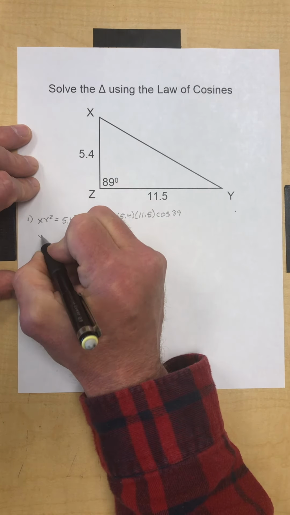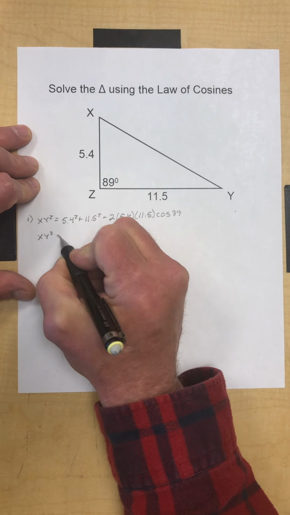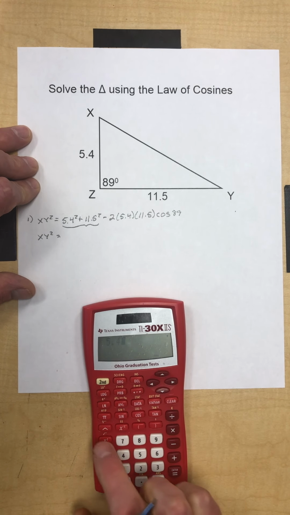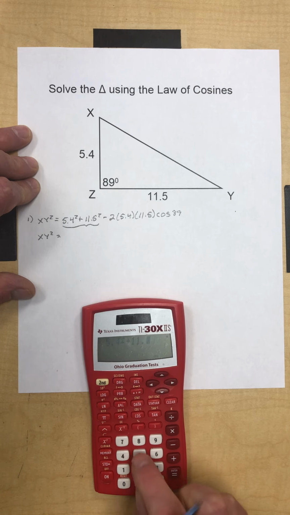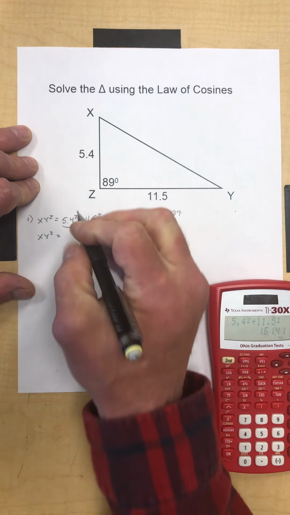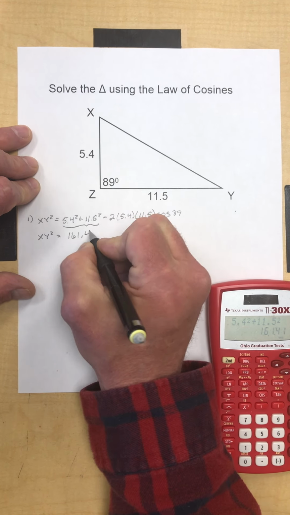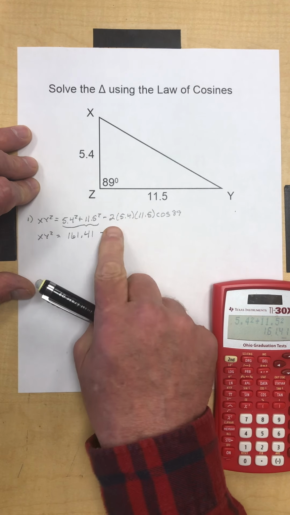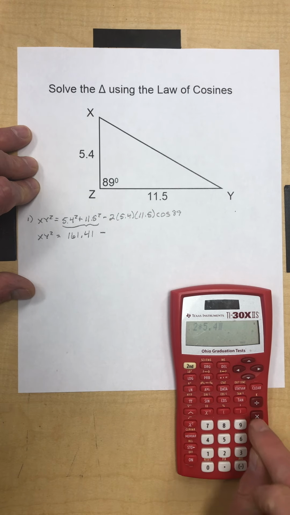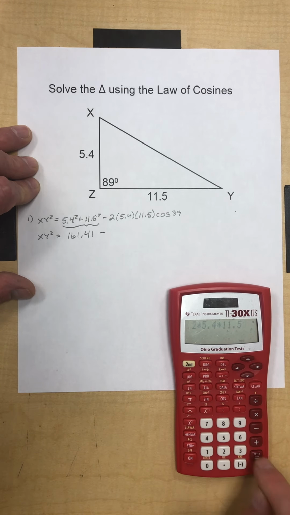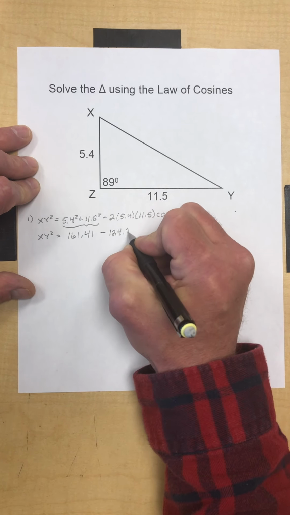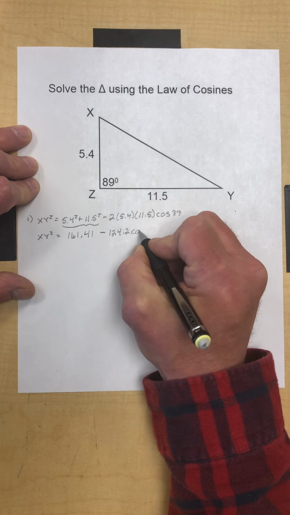Okay, so let's see, we have xy squared equals, okay, I'm going to do this, and again, I'm not going to round anything off, so 5.4 squared plus 11.5 squared, and I get 161.41, okay, minus 2 times 5.4 times 11.5, so 2 times 5.4 times 11.5, and I get 124.2. 124.2 cosine of 89 degrees.